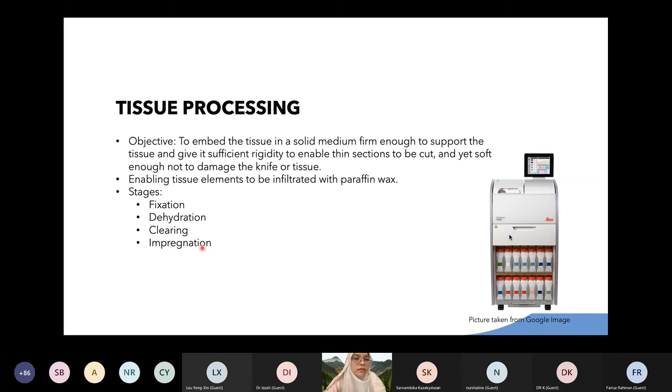And these are the four stages involved in this step: fixation, dehydration, clearing, and lastly impregnation with the wax.